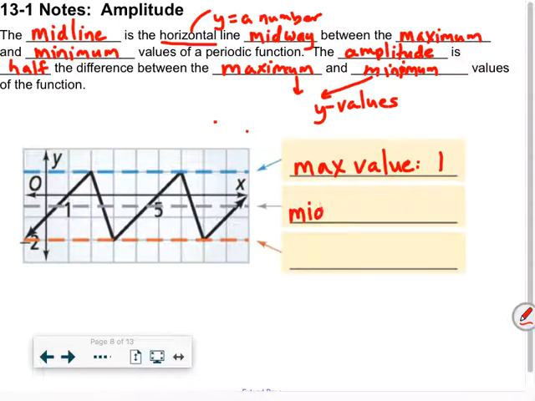My midline is the middle between the maximum and the minimum. So here's a case, and this is why I mentioned previously, do you see this tick mark? I'm going by ones on the y-axis as well as the x-axis. My midline is gray, and it's halfway between 0 and -1. So the midline is y equals -1/2. The minimum value is -2.